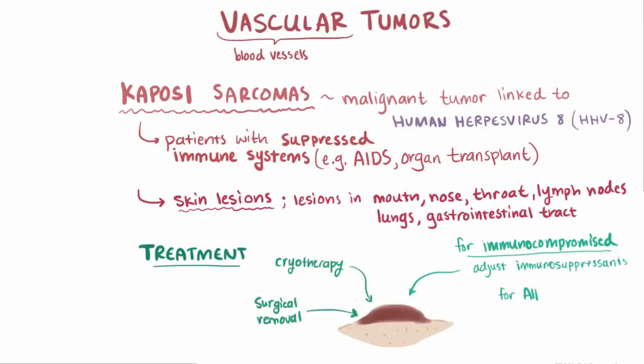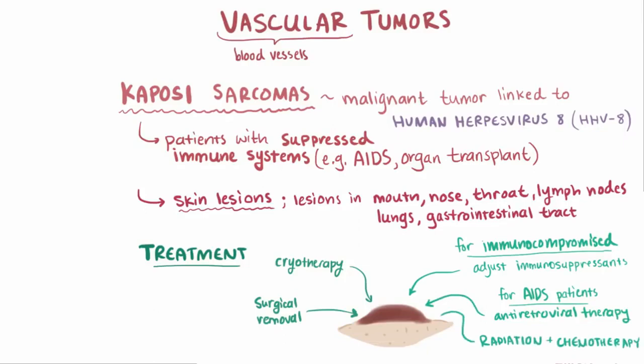It's a lot harder to treat the disease in an AIDS patient whose immune system is severely compromised, so antiretroviral therapy is commonly used by patients to restore immunity. Radiation and chemotherapy are also treatment options.